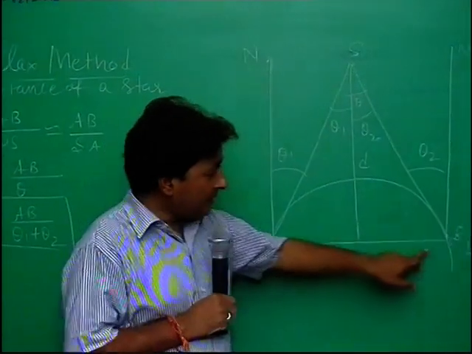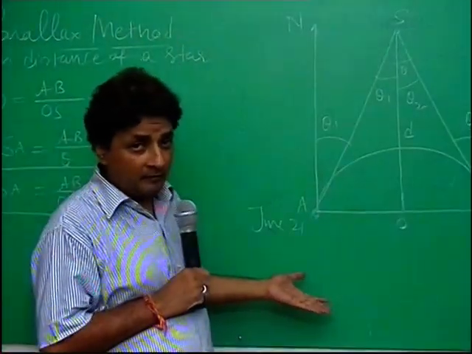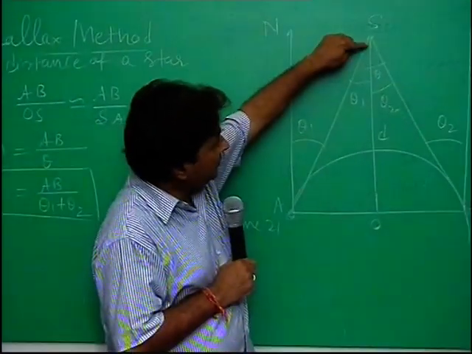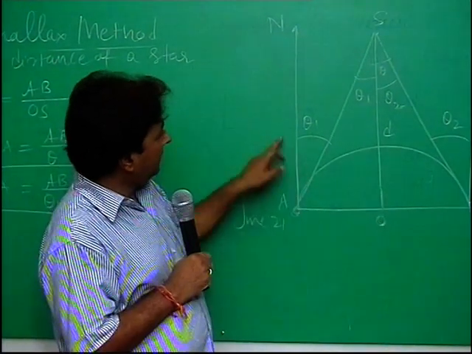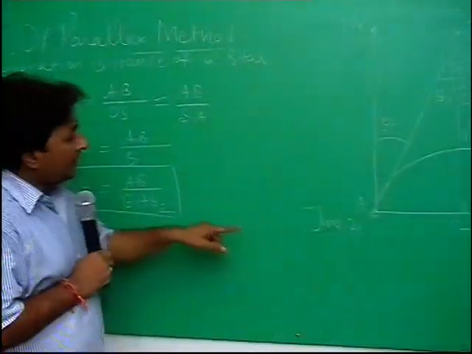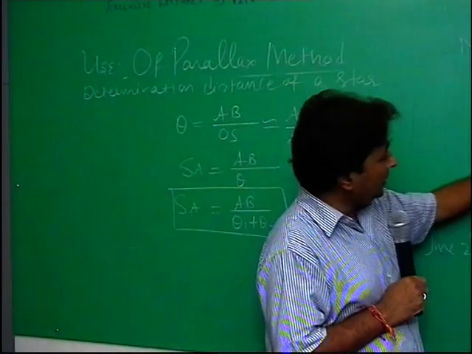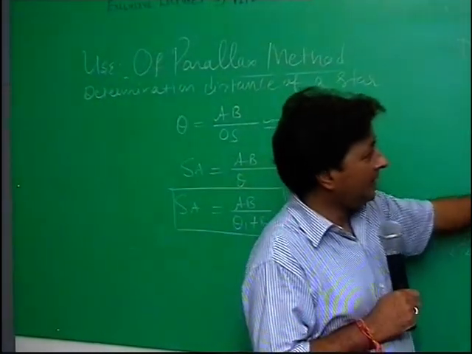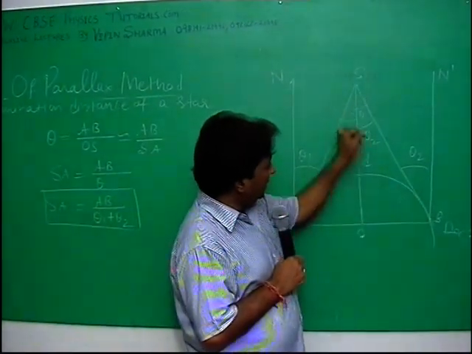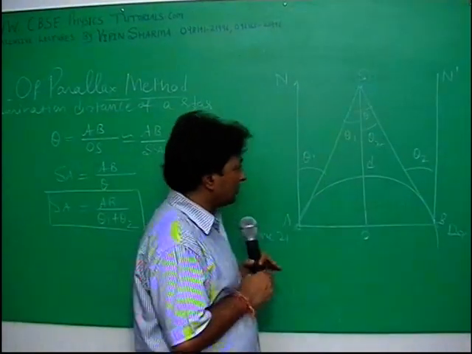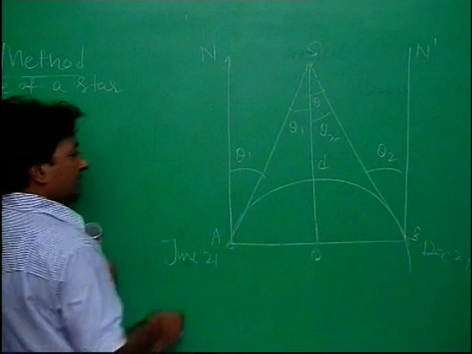And AB is the diameter of the Earth's orbit, that you know very well. And from here we drop one perpendicular SO. Now students, angle NAS is theta 1, angle ASO is theta 1, that is an alternating angle. Here N dash B is theta 2 and OSB is theta 2. So this is again an alternating angle. Theta 1 plus theta 2 will give us theta.